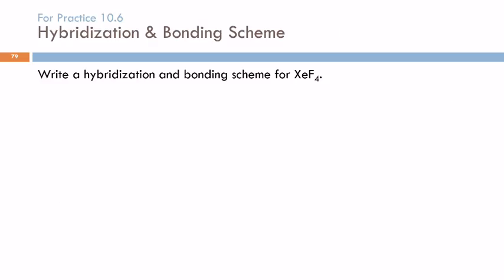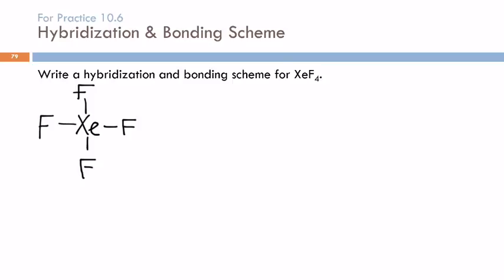Okay, let's just do an example. Write a hybridization and bonding scheme for xenon tetrafluoride. Let's start with the Lewis structure. So let's put a xenon and put the fluorines around it. It's important to finish the Lewis structure because the lone pairs are sometimes really, really important.